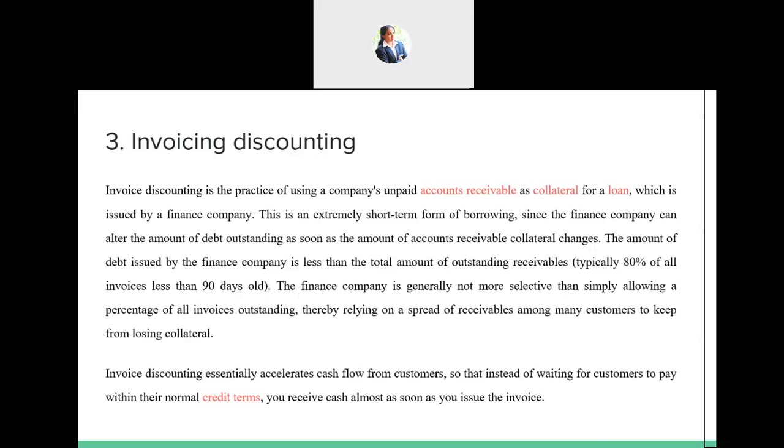Now, invoice discounting usually helps in accelerating cash flow from customers, instead of waiting for customers to pay within their normal credit terms. Otherwise, to help you all understand the concept of bills receivable and bills payable, invoice discounting or factoring is some other kind of bills receivable and bills payable.